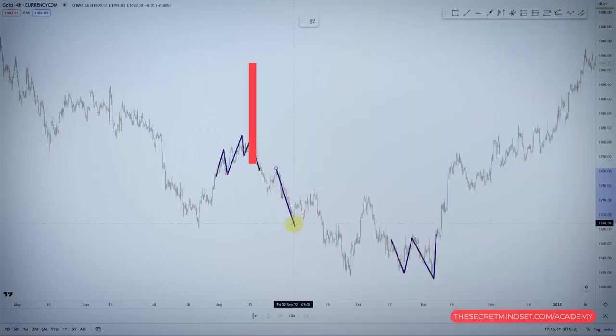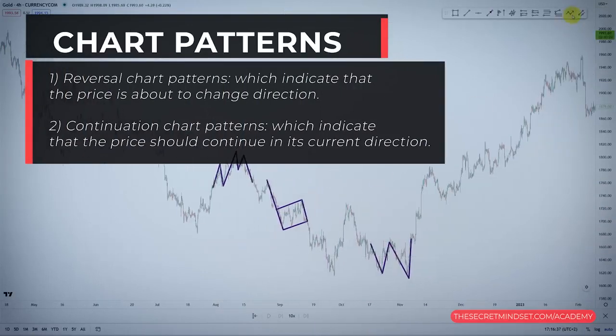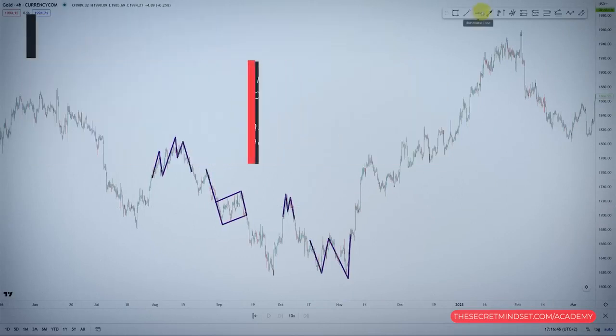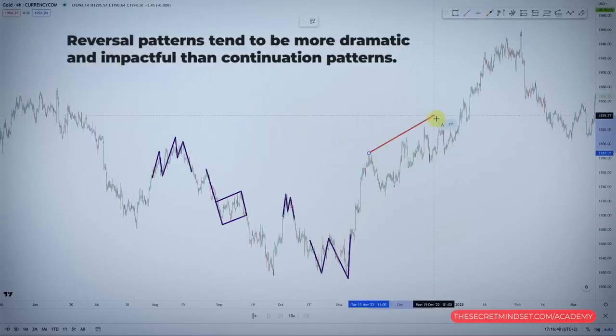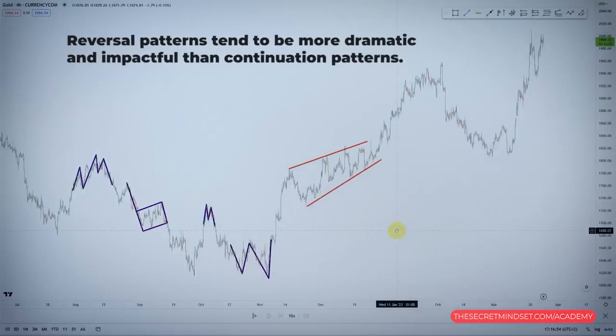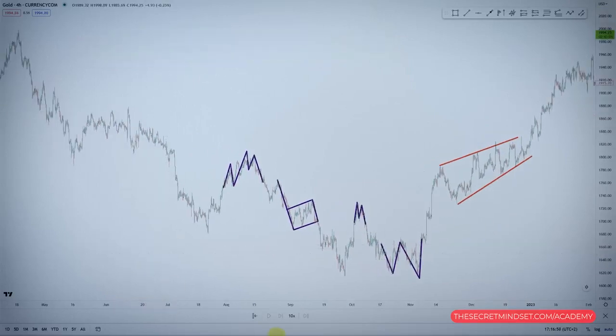Most patterns fall into one of 2 groups: reversal chart patterns, which indicate that price is about to change direction, or continuation chart patterns, which indicate that price should continue in its current direction. Reversal patterns tend to be more dramatic and impactful than continuation patterns, and you only need to focus on 3 of them: head and shoulders, and the double top and double bottom formations.